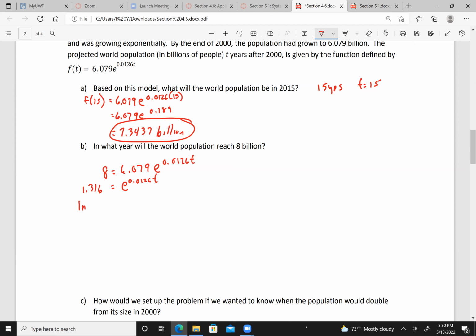I get the natural log of 1.316 equals the natural log of e to the 0.0126 t. So we'll bring this down still, natural log of 1.316. And using my principles, I have 0.0126 t times the natural log of e. And we know the natural log of e is 1, because if you remember, natural log of e is log base e of e, which is 1.